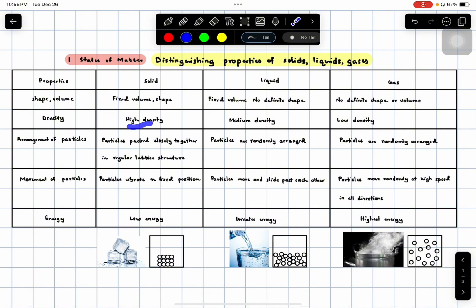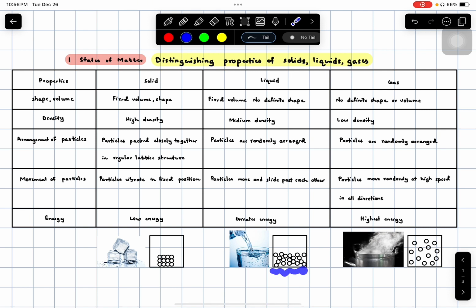Solids have high density and liquids have a medium density, meaning that liquids have lower density than solids, and gases have the lowest density. We're going to use ice, water, and steam as our example. In solids such as ice, the particles are packed closely together in a regular lattice structure. You can try to understand the word lattice as regular, neatly arranged particles.